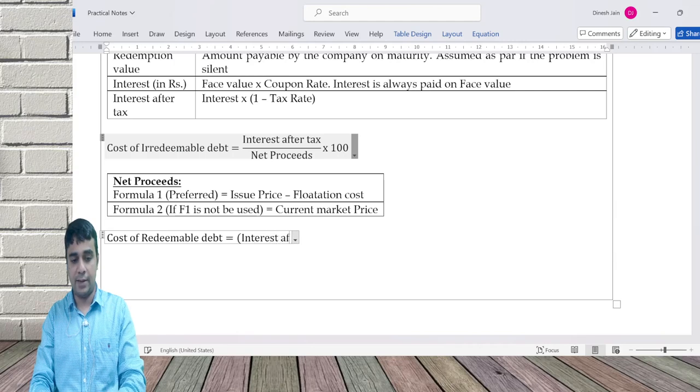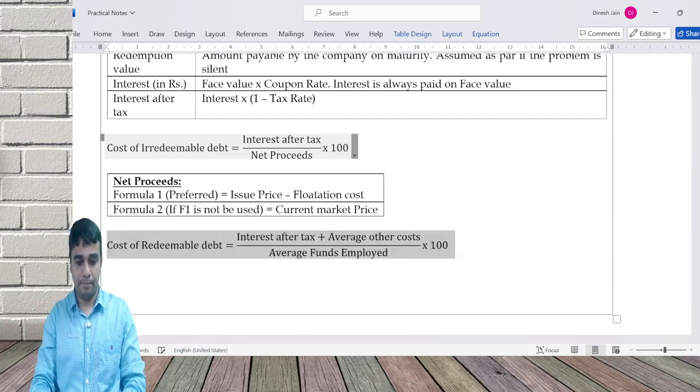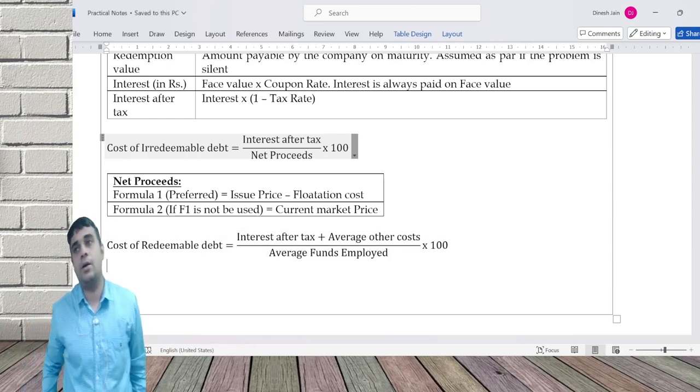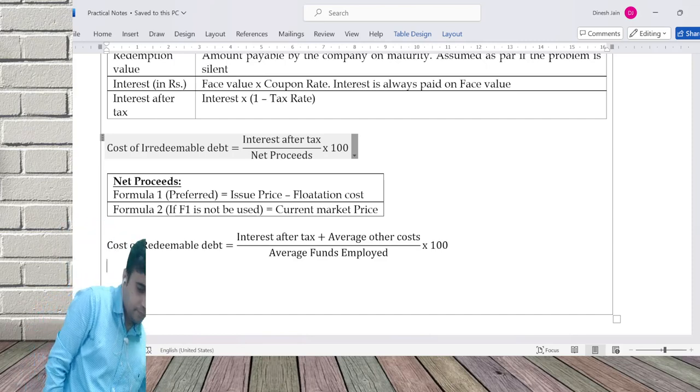Interest after tax. Average other cost divided by average funds employed, into 100. Interest after tax, average other cost, divided by average funds employed.